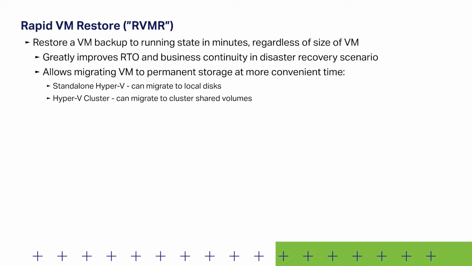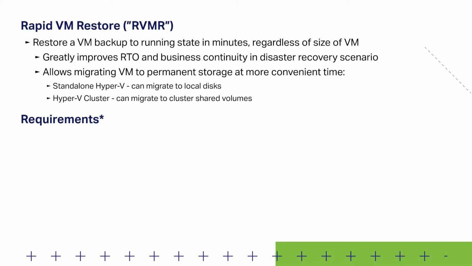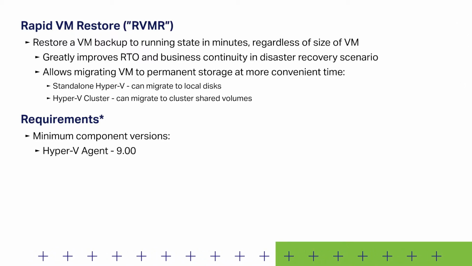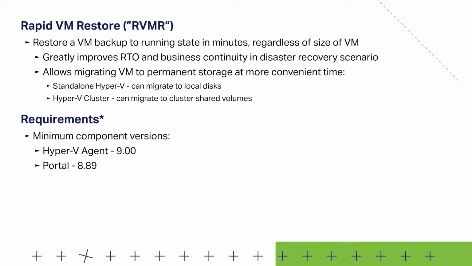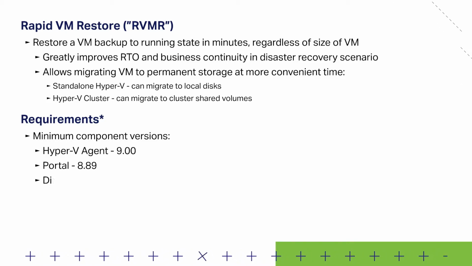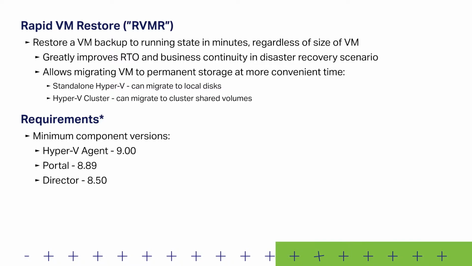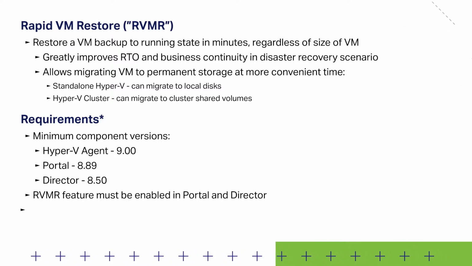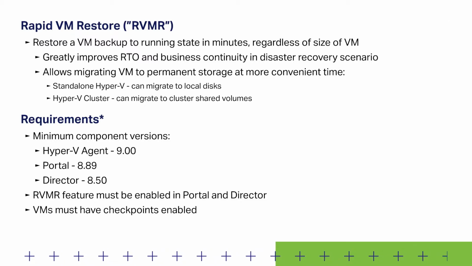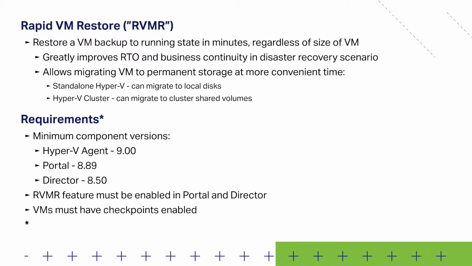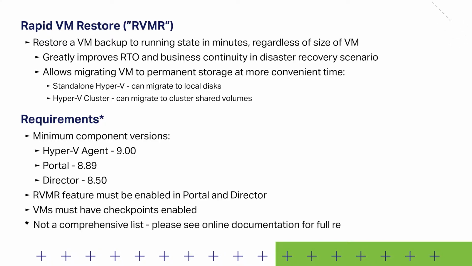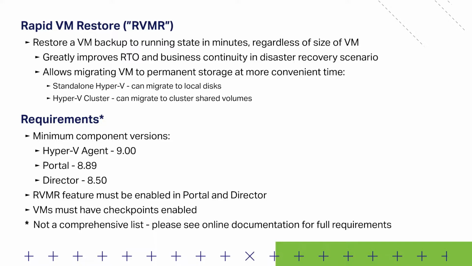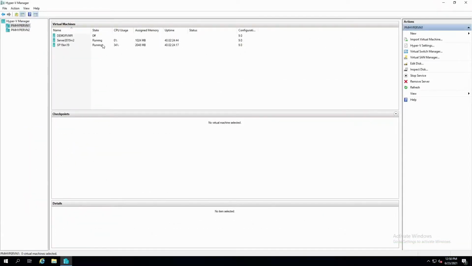Before we get to the demo, let's go over a few requirements. The Hyper-V agent must be version 9.00 or later, Portal must be version 8.89 or later, and Director must be version 8.50 or later. The RVMR feature must be enabled in Portal and Director, and the VMs themselves must not have disabled checkpoints in their configuration. This is not a comprehensive list of requirements, but the full list and details can be found in our written documentation.